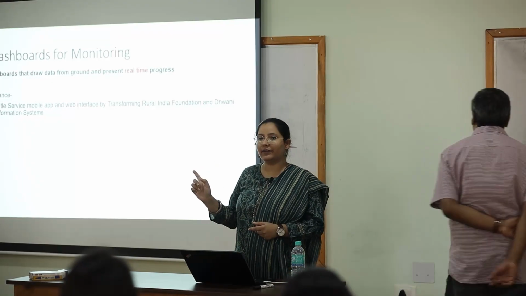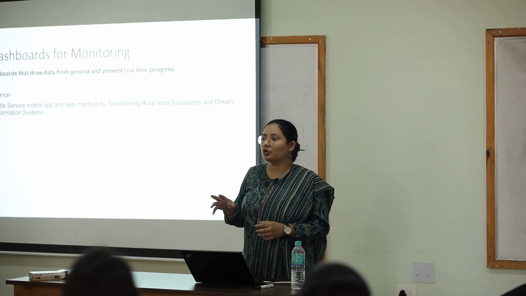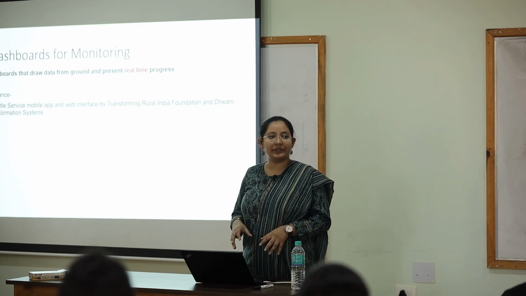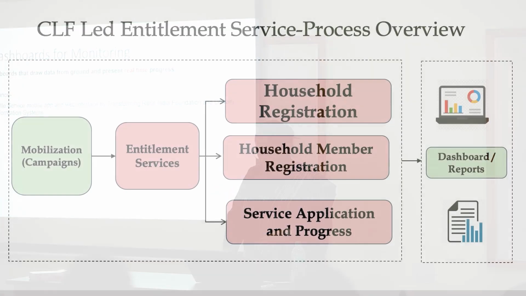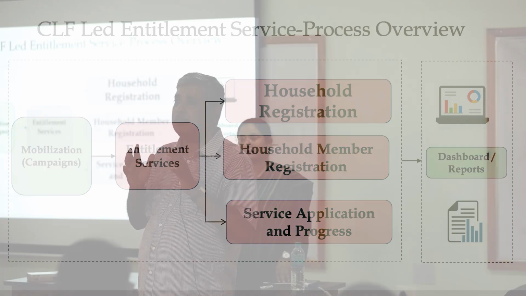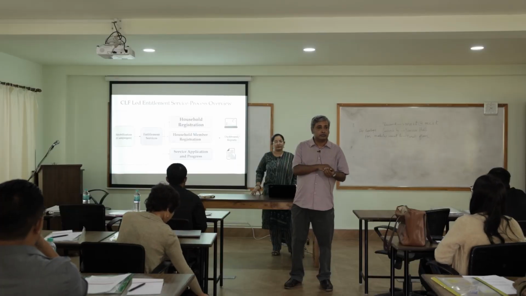Now the use case that we are going to see is by 2 organizations. It was a service entitlement survey by the Transform Rural India Foundation and Dhwani Rural Information Systems. A service entitlement survey is very simple. There are government schemes, there are welfare schemes of the government. If you are a villager who is BPL, below poverty line, you are entitled to certain schemes. There are certain other criteria also, but let's just say that if you are a below poverty line household, you are entitled to a house.